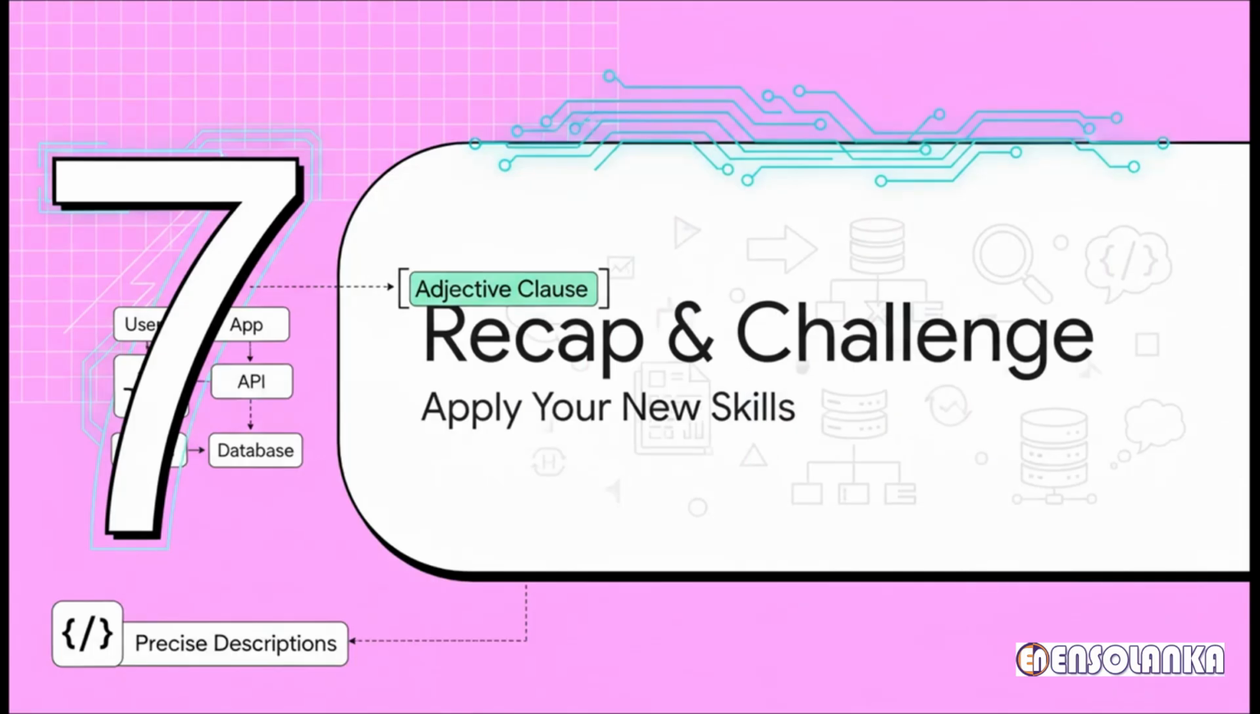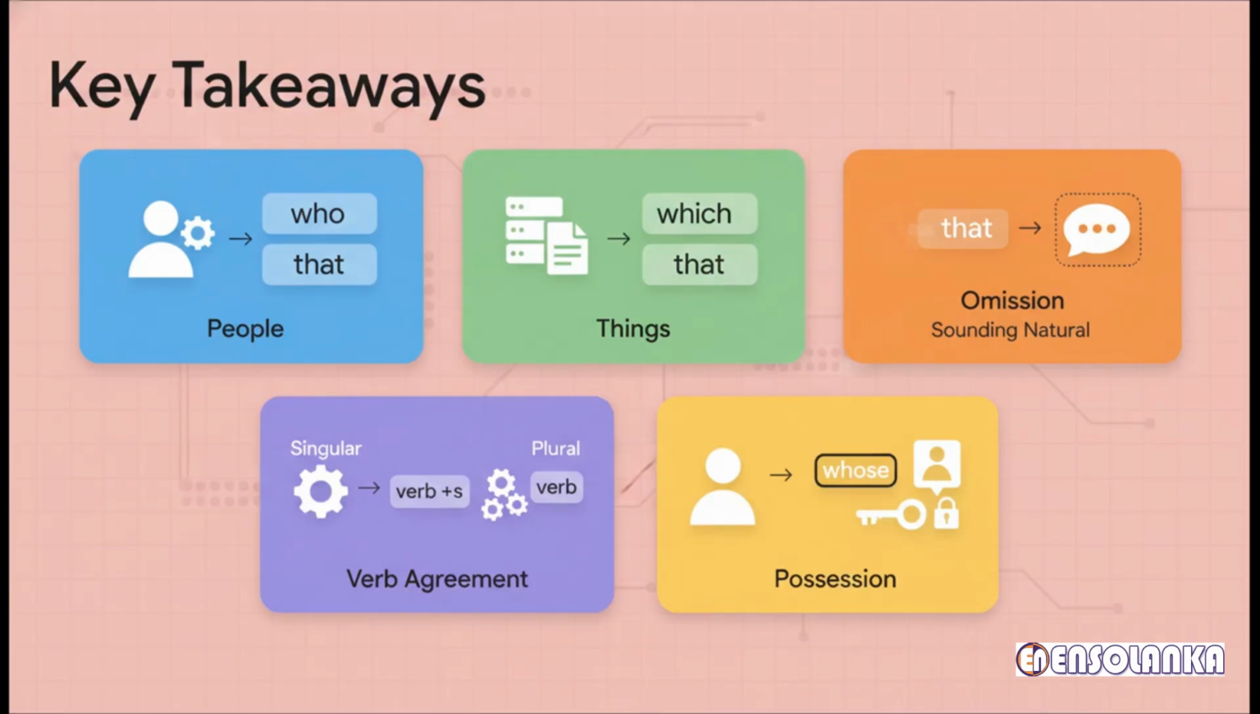All right, we've covered a lot of ground today. You've basically just built a powerful new toolkit for writing with precision. So let's recap the absolute essentials before we put these skills to the test. Okay, here are the absolute key takeaways. First, use who or that for people, and which or that for things. To sound more natural, go ahead and drop the pronoun when it's the object. Always make sure your verb agrees with the noun it's describing. And finally, use whose whenever you need to show possession, for both people and things.